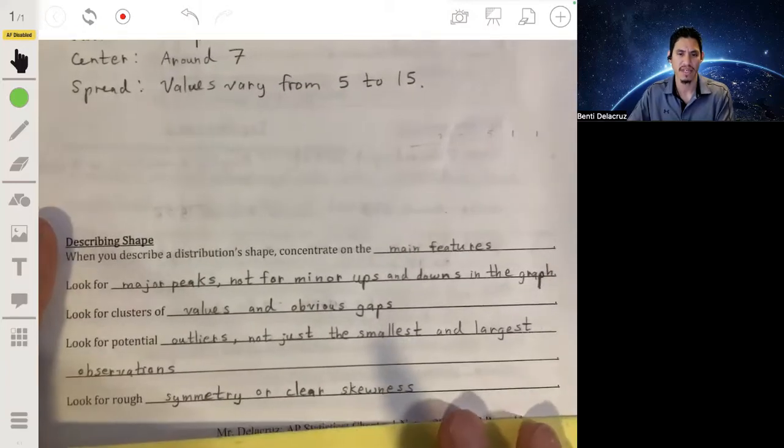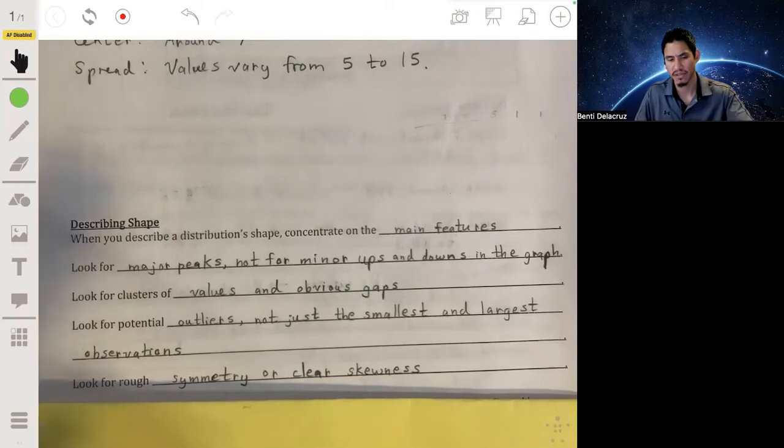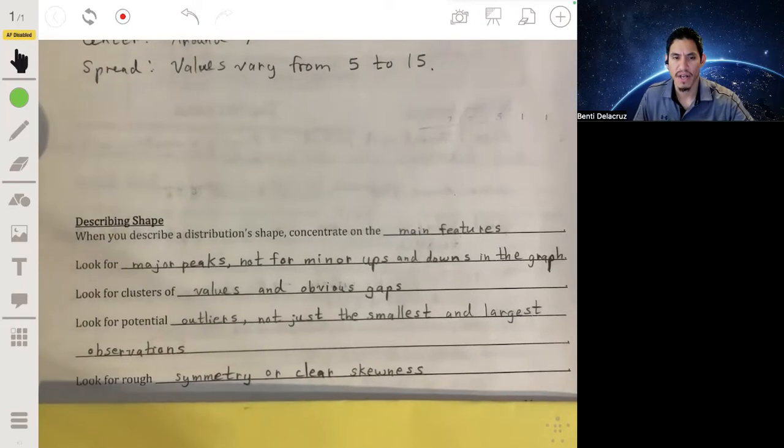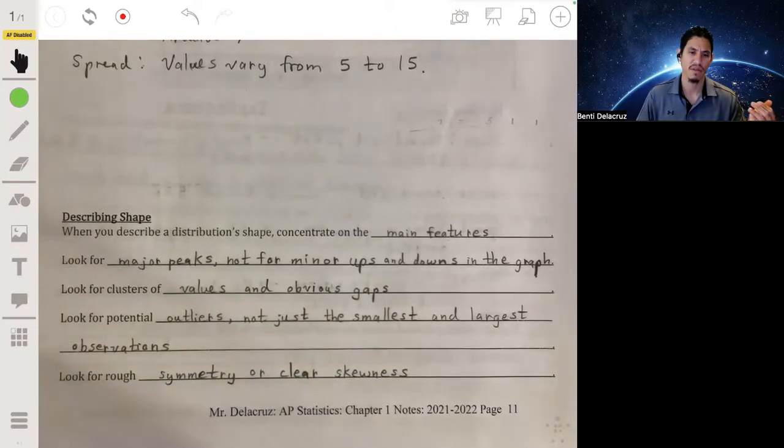And try to address any symmetry that you may see or any clear skewness. Now, there's never going to be a graph in real life that's perfectly symmetrical. It's pretty much impossible. So that's why we say rough symmetry or approximately symmetric.